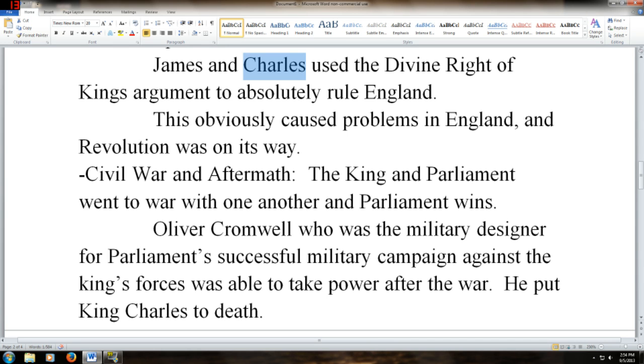Big fight ensues. Oliver Cromwell was the leader of the parliamentarian forces, the military designer for it, and he is successful. He defeats the king's forces and is able to take power after the war is ended. He is kind of fearful of Charles coming back to power, so he puts Charles to death. After they chop off his head, Cromwell picks it up, shows it to the people, his blood streaming down from it, and says, "This is a traitor."